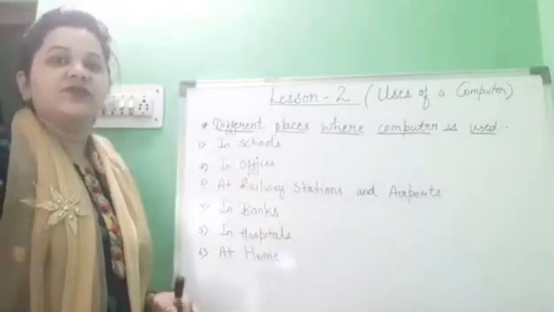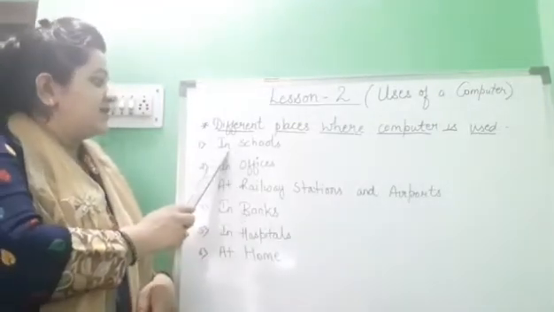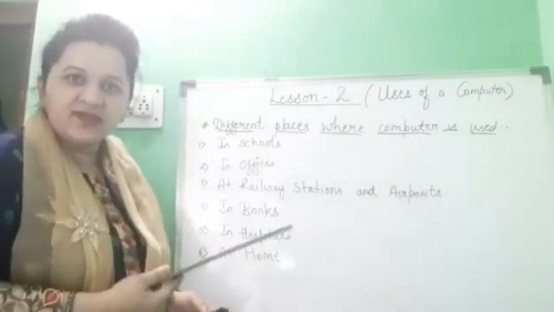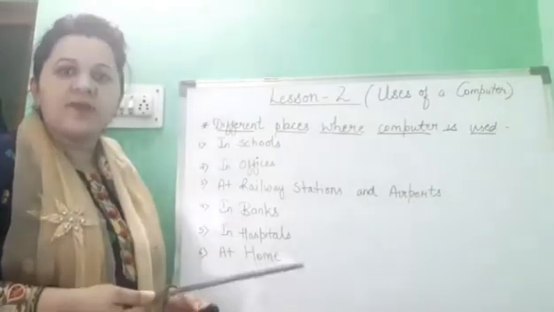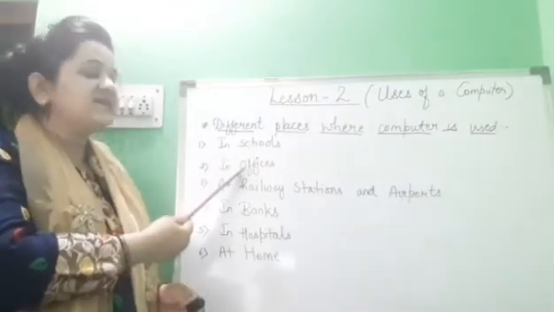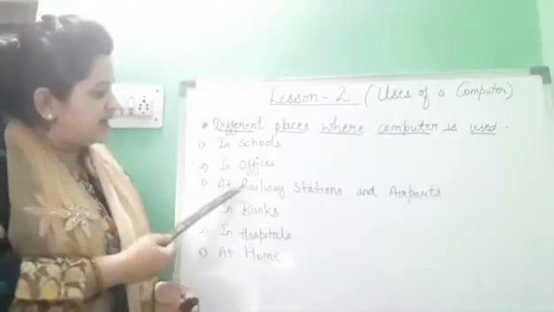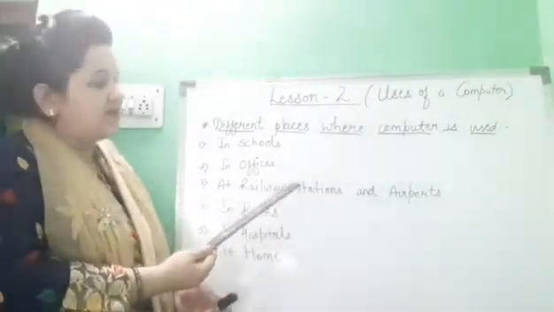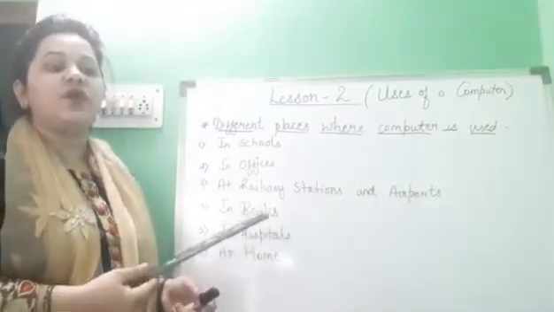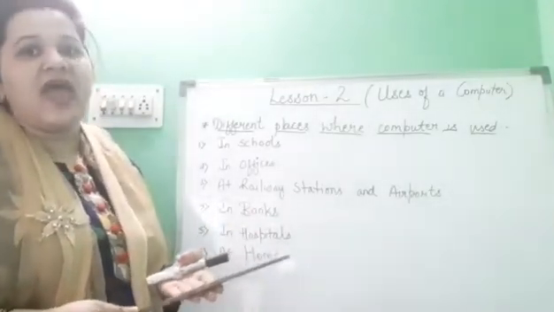Okay children, next we have studied the different places where computers are used. A computer can be used in schools. Yes, we teachers use the computer for teaching and also for making question papers and worksheets for you. Next, in offices, it is used for typing letters, sending emails and so on. Next, at railway stations and airports, it is used for booking tickets and also for giving information about the departure and arrival of trains and aeroplanes.